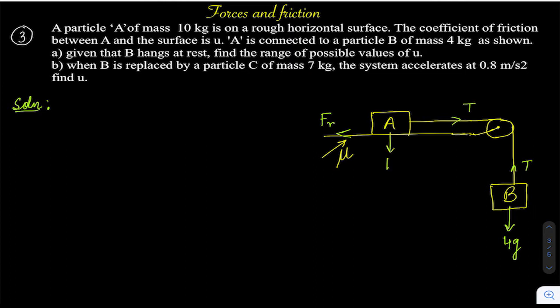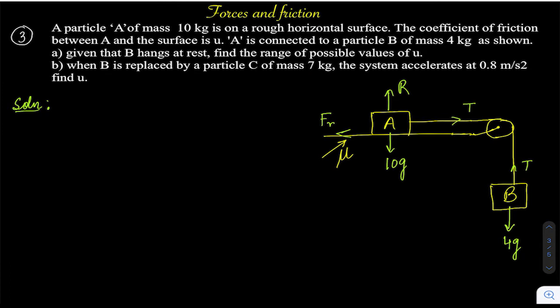A is 10 kg. So this is 10g. This will be the normal reaction. So these are all the forces that are acting on the system. So first we draw that. Second thing is, we will see that now it's given that B is at rest. Now obviously if B is at rest, A is also at rest. So we can say that acceleration is 0.